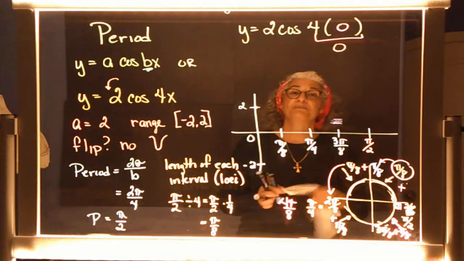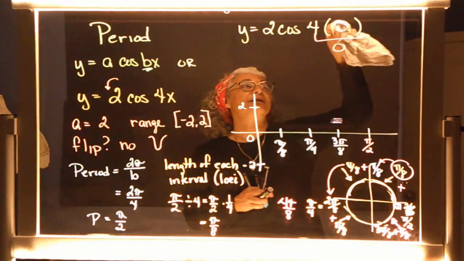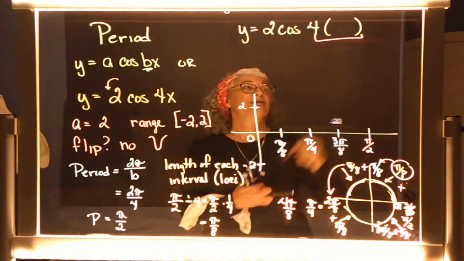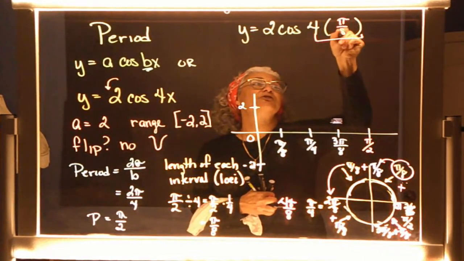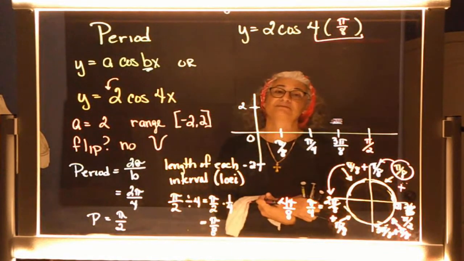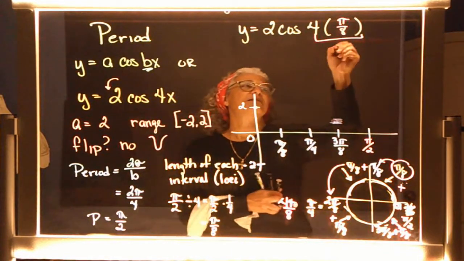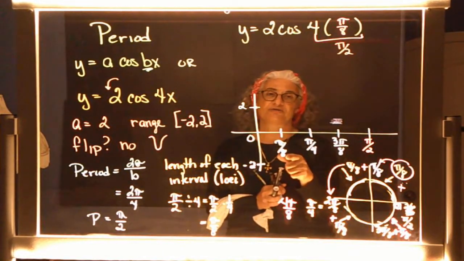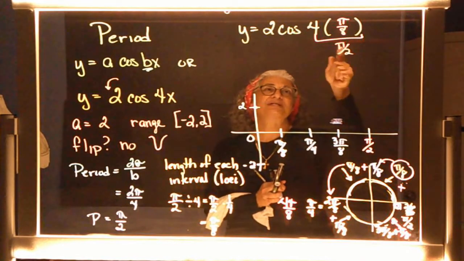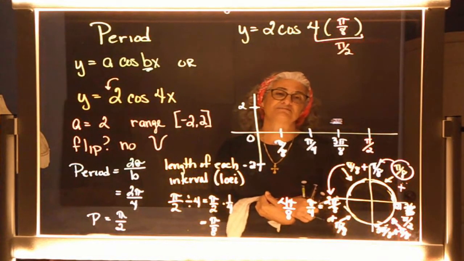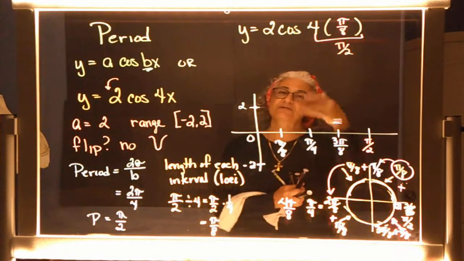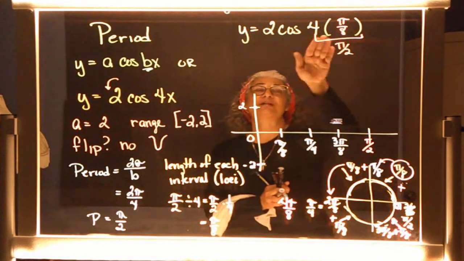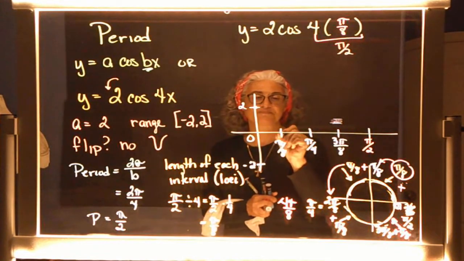Okay, now I'm plugging in pi over 8. And when I plug in pi over 8, the first thing you're going to do is 4 times pi over 8, which is pi over 2. Well, that's interesting. This changed to pi over 8, but I'm still taking the cosine of pi over 2. Okay, well, what's the cosine of pi over 2? Yeah, that's 0, isn't it? And 2 times 0? Yep, still 0.